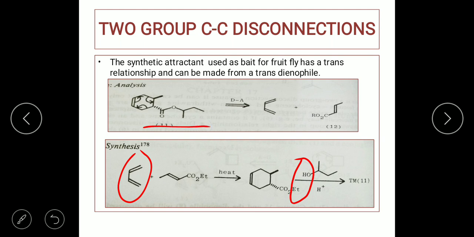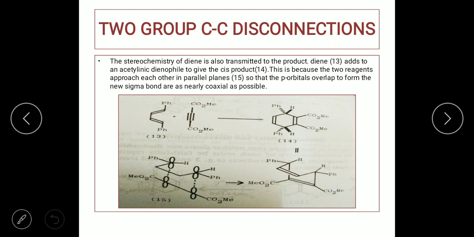So this is one of the reactions where you can make use of the Diels-Alder reaction along with a CO disconnection. Here you have a CO disconnection, a CS disconnection, and also the Diels-Alder reaction because there is a cyclohexene present. You can become more familiar with this kind of reaction because it is a simple Diels-Alder reaction. Next we are going to study how the stereochemistry of the diene is also transmitted to the product.